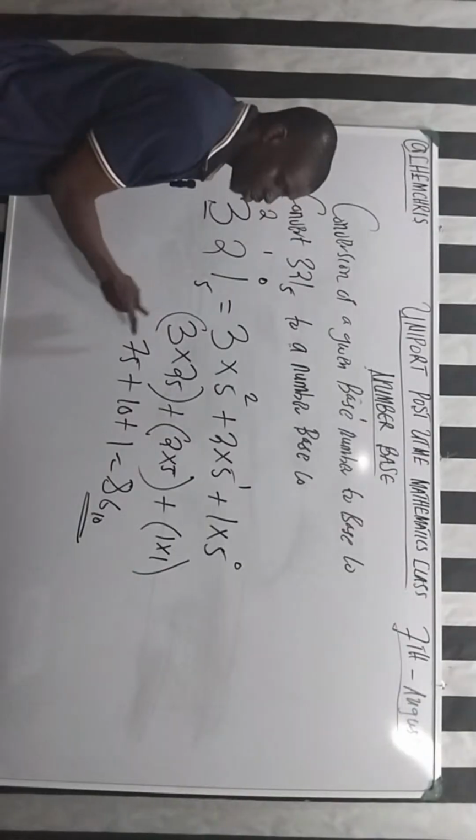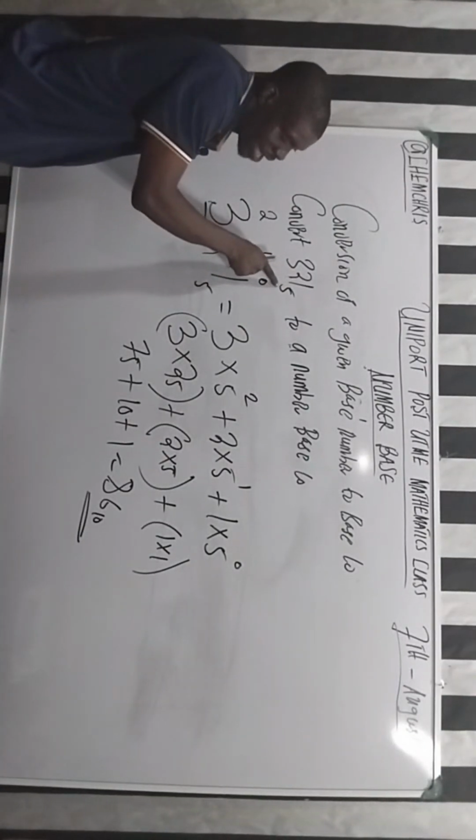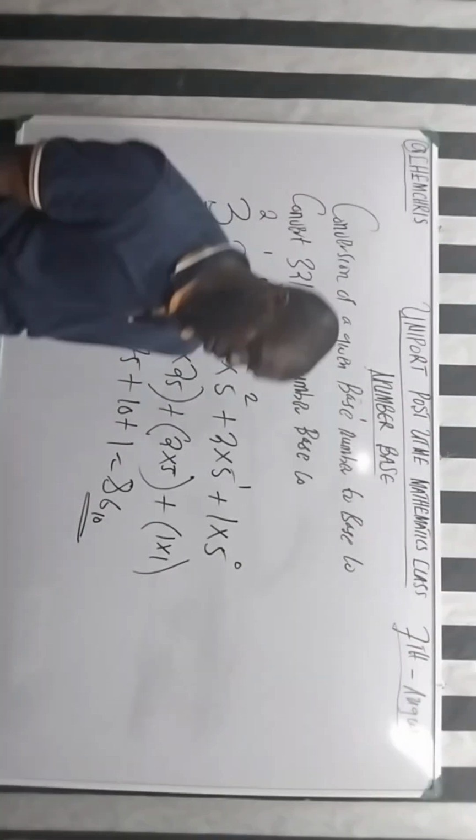Please, do you guys understand? Do you guys understand for here? So you say that 321 base 5 is equal to what? 86 base 10. That is what it means.